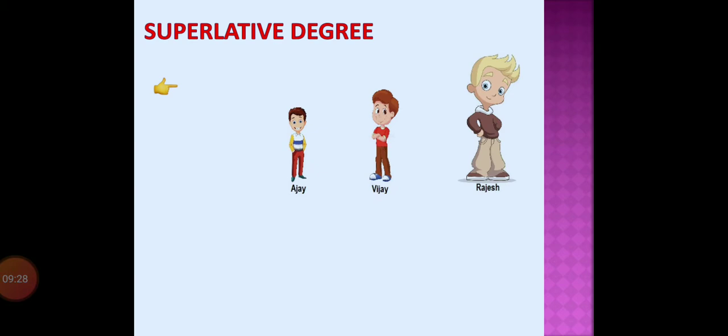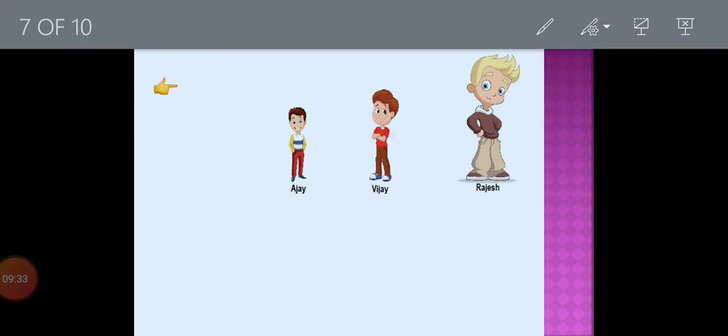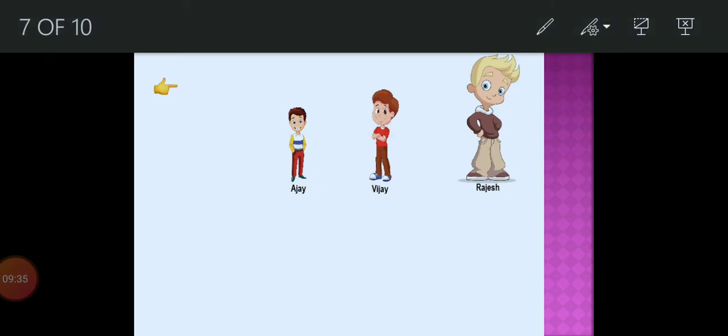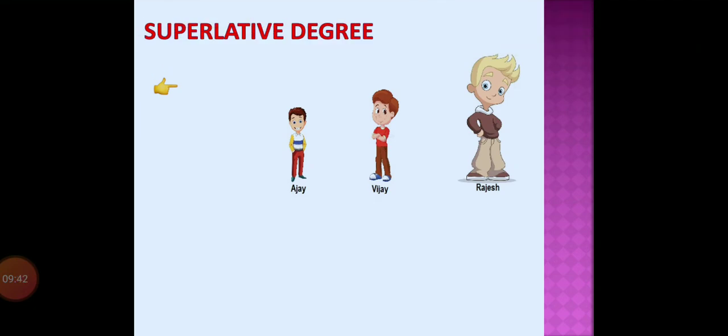Now see, again the same picture is here, but there is a comparison between three boys, Ajay, Vijay and Rajesh. So in the previous slide we have seen that Vijay is taller than Ajay, but now in this slide we can see that Rajesh is the tallest boy. The tallest means, because there is no one taller than Rajesh, उससे ज़्यादा और बड़ी किसी की हाइट है वहाँ पे नहीं है. So that's why he is the tallest.